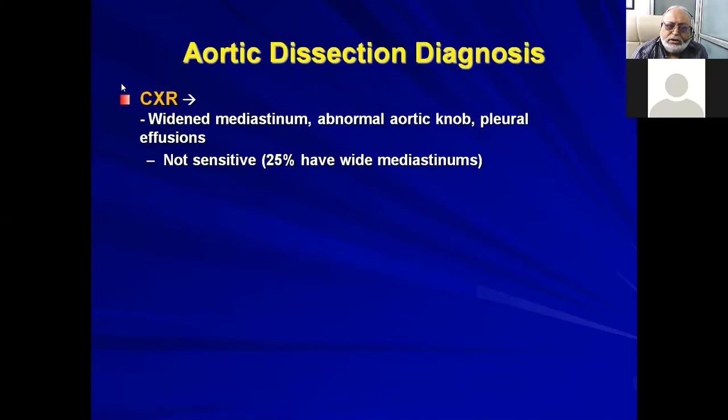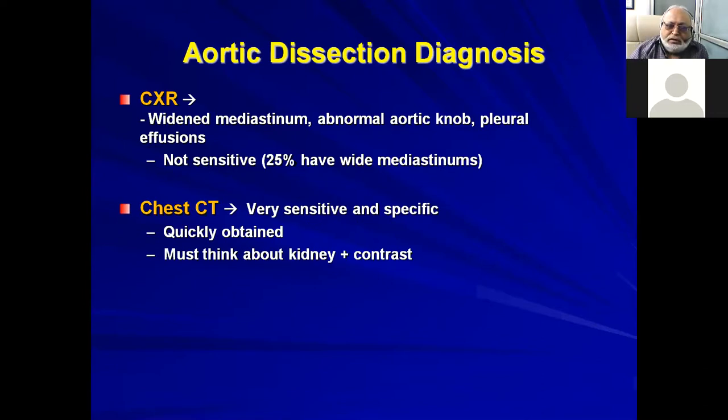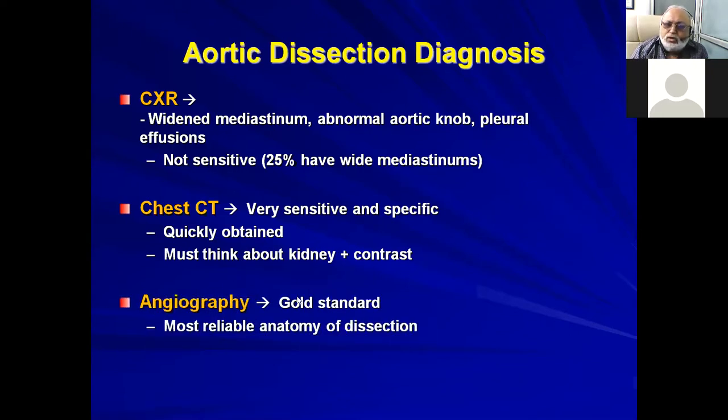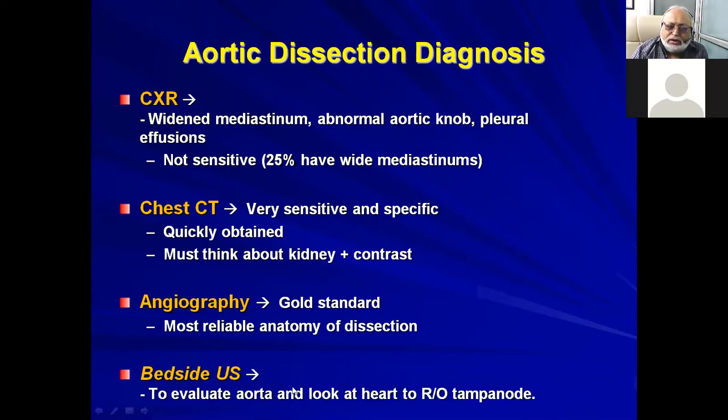The diagnosis, if you do a chest X-ray, you're going to find a widened mediastinum, an abnormal aortic knob, and pleural effusions. But it is not very sensitive since 25% of patients themselves per se may have a wide mediastinum. Chest CT is very sensitive and specific, quickly obtained, but must think about kidney plus contrast. Angiography is the gold standard, and you can reliably see the anatomy of dissection, and a bedside ultrasound can be done to evaluate the aorta and look at the heart to rule out tamponade.